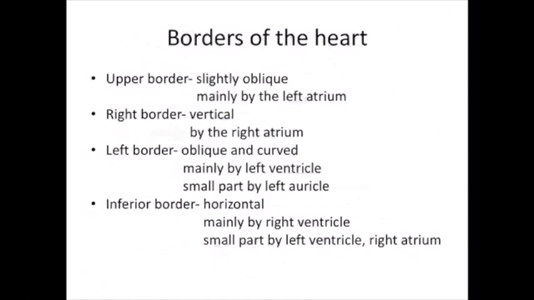The upper border of the heart is a slightly oblique line and formed mainly by the left atrium. The right border of the heart is vertically placed and formed by the right atrium. The left border of the heart is somewhat oblique and curved, formed mainly by the left ventricle and a small part by the left auricle. The inferior border of the heart is a horizontal line, mainly formed by the right ventricle and a small part by the left ventricle and right atrium.